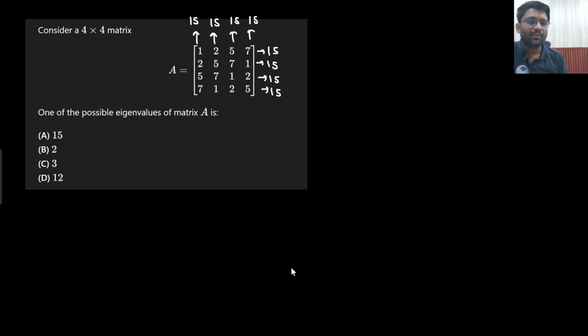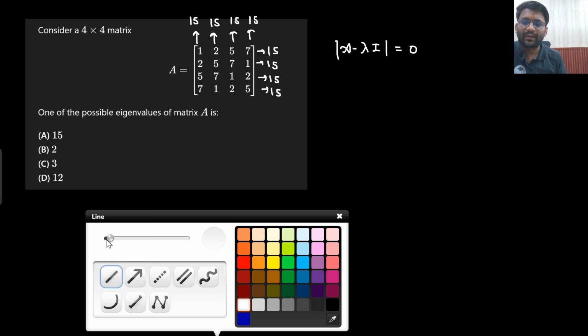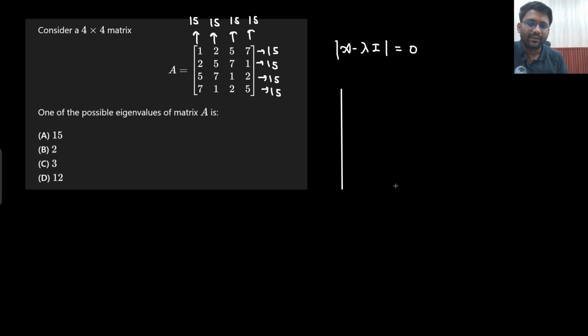Also you see one more thing. Sir, I need to find the value of the eigenvalue. So what is my procedure? This is my procedure: determinant of A minus lambda I should be 0. So if I find A minus lambda I, what will I end up getting? 1 minus lambda, then 2, 5, 7.